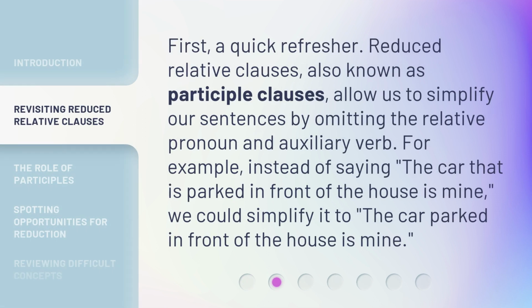First, a quick refresher. Reduced relative clauses, also known as participle clauses, allow us to simplify our sentences by omitting the relative pronoun and auxiliary verb. For example, instead of saying, "The car that is parked in front of the house is mine," we could simplify it to, "The car parked in front of the house is mine."